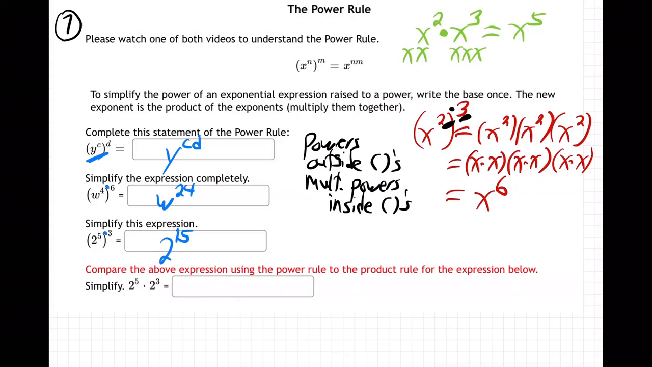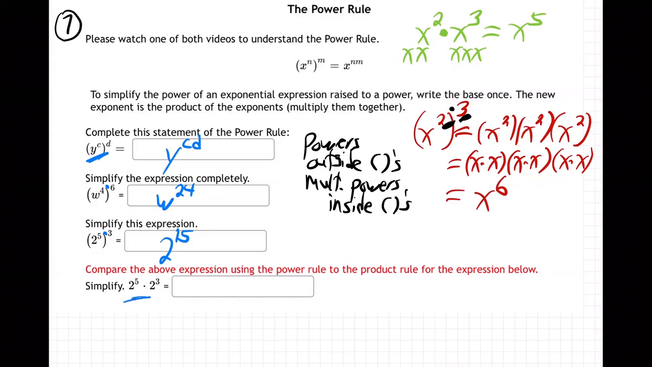Mr. Heron? Yeah. I have a quick question. So I did this one already. I did w to the 4 times 6, and I got it right. So is that the way that you would have us do it? Yeah, either way is fine. You could actually make it 24 or just leave it 4 times 6. Okay, I just want to know for the tests and stuff. Yeah, it's good either way.